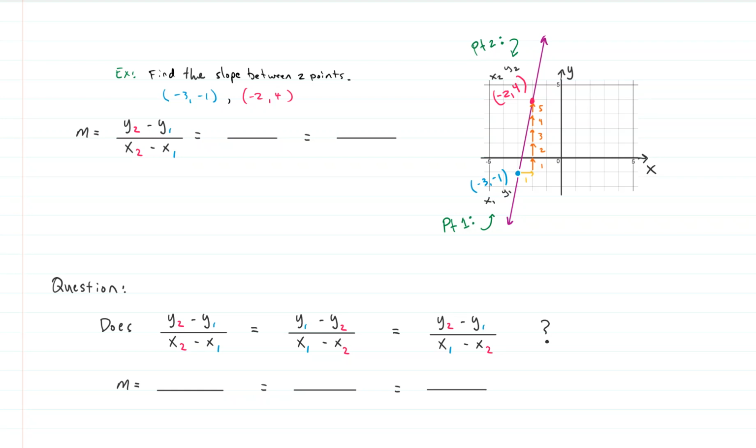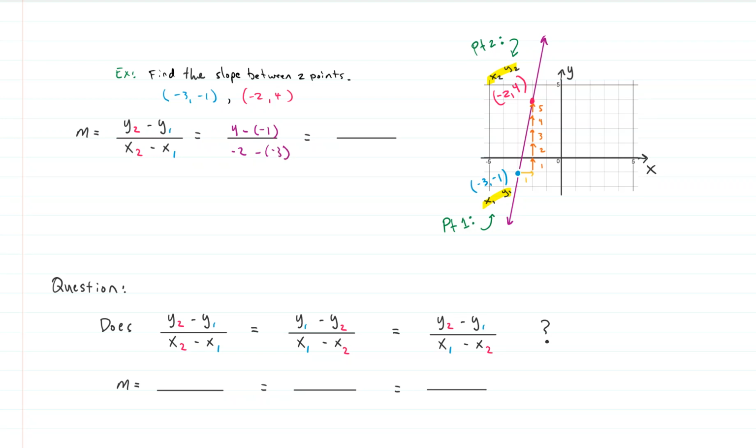I've also marked my x1, x2 so we can easily identify the numbers. So what is y2? y2 is the red, so I have 4. I'm literally just writing these down, right? So I have 4 minus y1. y1 is -1. And in the bottom I have x2, which is the red one, so -2, minus the blue x, which is -3.